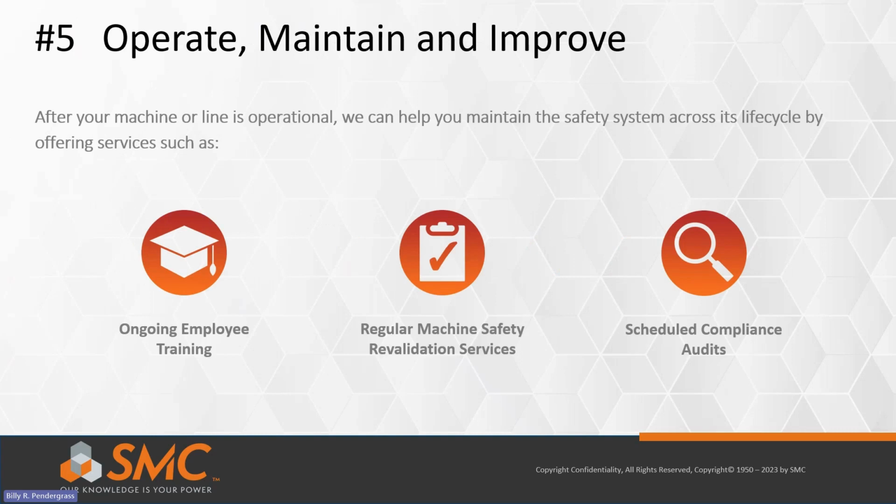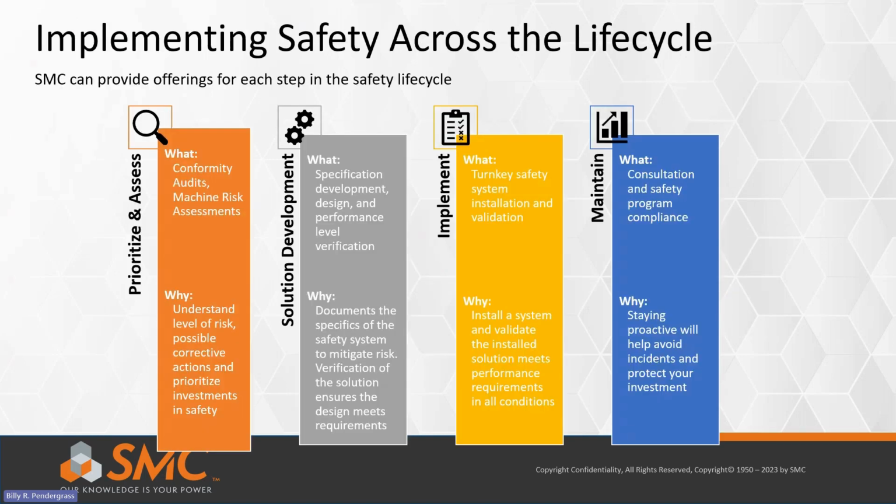Now that your safety is installed and operational, we can help maintain the safety system across the life cycle by offering other services, including employee training, revalidating, and scheduled safety audits. Now that we have discussed all 5 steps, we would like for you to know we can help with any of them, from prioritizing and assessing to design, implementation, and maintaining your safety system.